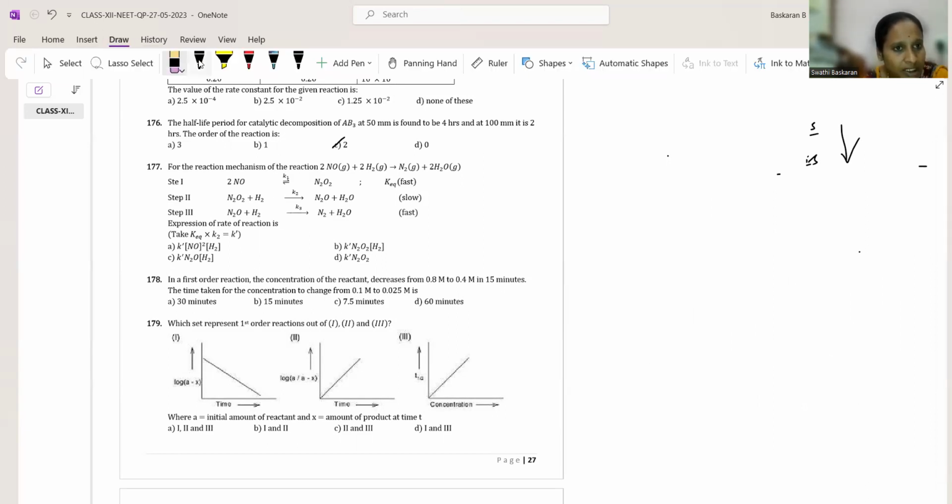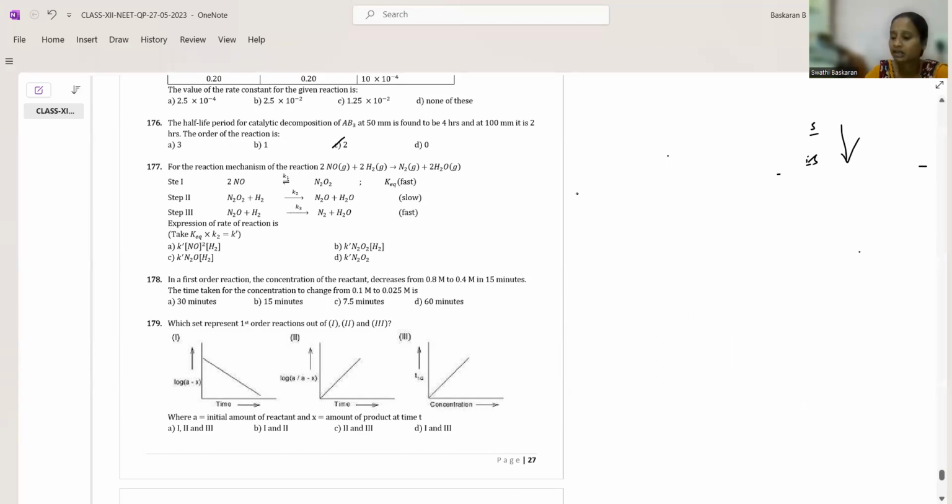But still, we will practice. During practice sessions, you have to write it completely. So let me write the rate determining step. That is, rate is equal to, for the slow step, what is the rate? So I'm writing K2 into concentration of N2O2 and concentration of H2. Now what will happen? Basically, this N2O2 is not part of the overall reaction, and hence if you directly give this rate law, then this will become wrong. So what are you supposed to do?